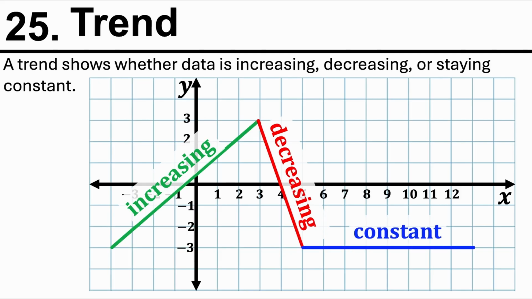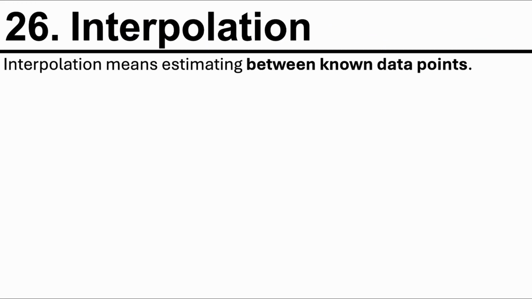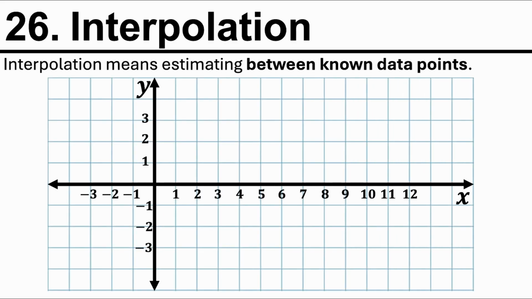Now, this next term sounds trickier than it is. It's interpolation. Now, interpolation means you're estimating between known data points. So consider a graph where I know a bunch of points, and you'll see them here in blue. Well, I can interpolate based on the pattern I see that there's a point right here. It's not given to me, but based on the data and the pattern I see, I can assume it's there. That's interpolation.